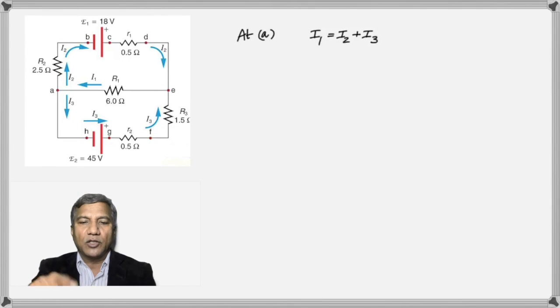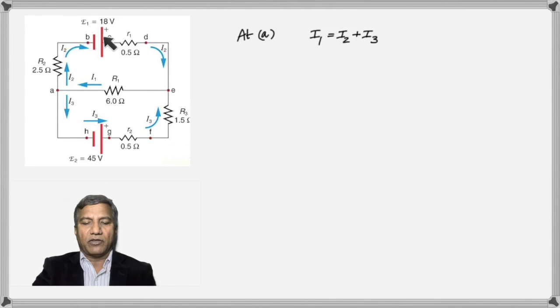But then when we apply the loop rule, we will apply it in the top loop. We've done this before, but here are the values given. When we start from the positive and go in the direction of the current, the potential drop is going to be negative. It's going to be the negative of the product of the current and the resistance. So here it's going to be I2 times 0.5. And then when it comes here, it will be negative I1 R1. And here it will be negative I2 R2. And then since we're going from negative to positive, it'll be plus 18.